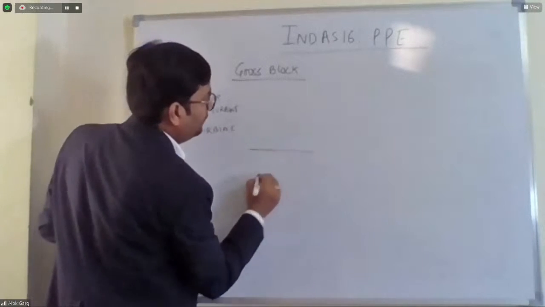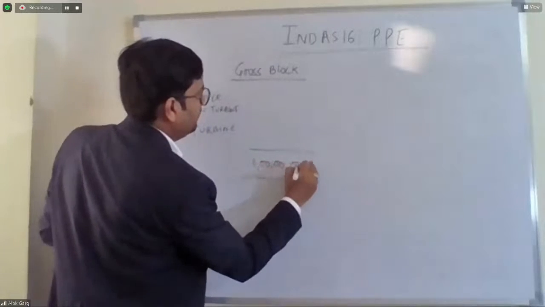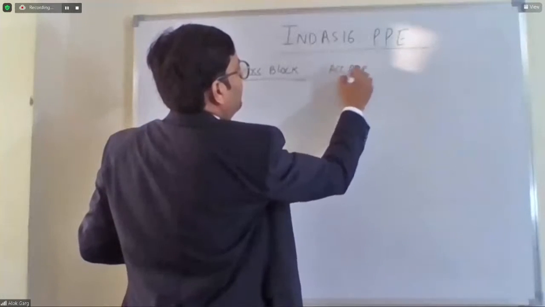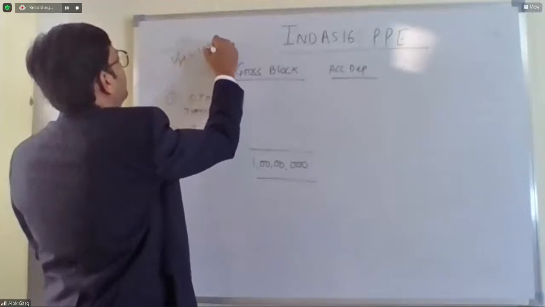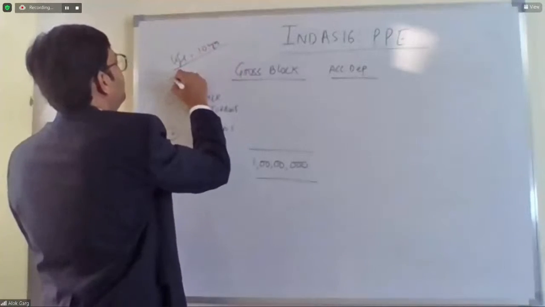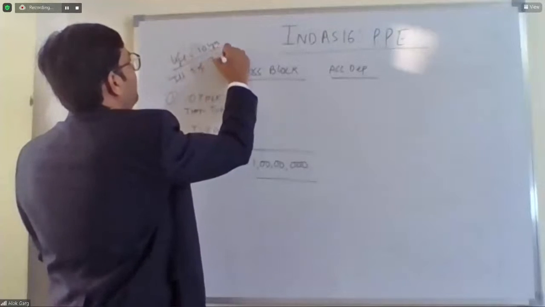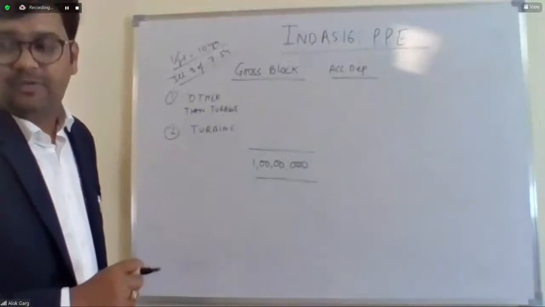First of all, what is the total value? The total value is 1 crore, 100 lakhs. What is the accumulated depreciation? Life is 10 years. This is illustration number 8 of the Institute Study Material, page number 7.54.